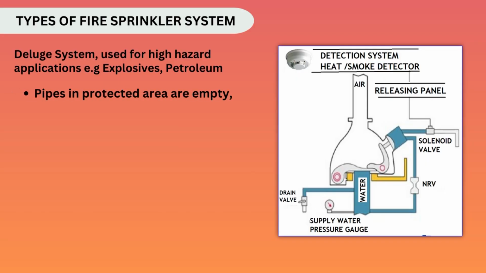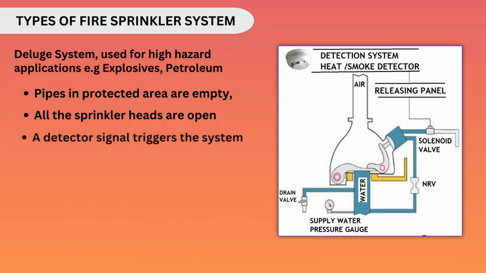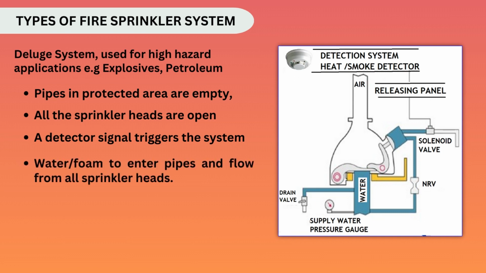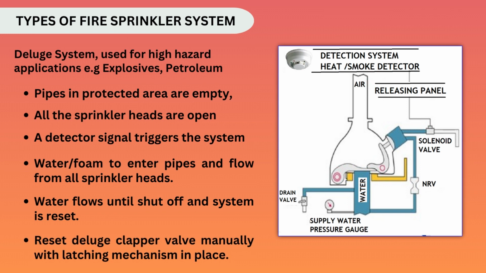In this system, pipes in the protected area are empty. All the sprinkler heads are open. A detector signal triggers the system. Water is allowed to enter the pipes and flow from all sprinkler heads. Water flows until shut off and the system is reset. Reset the deluge clapper valve manually with the latching mechanism in place.